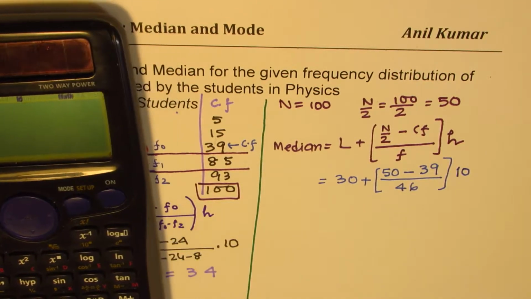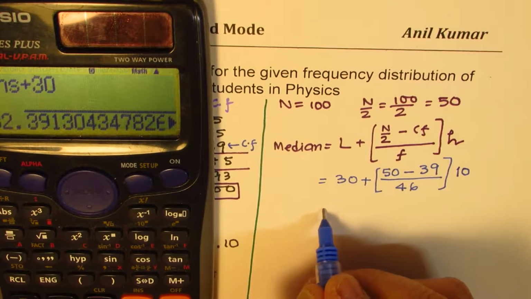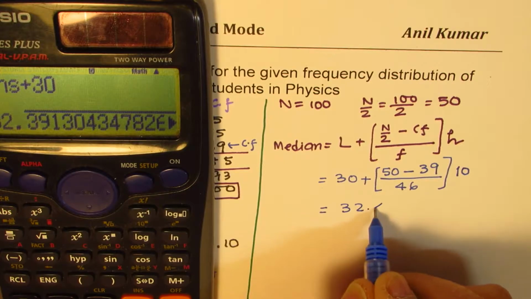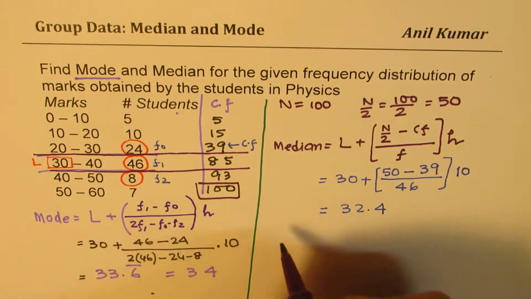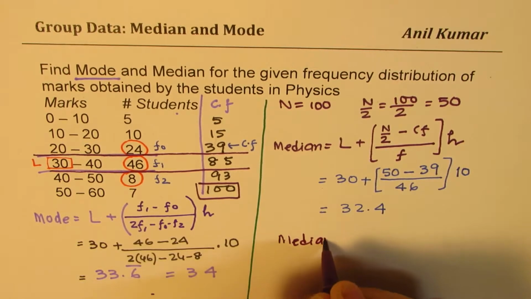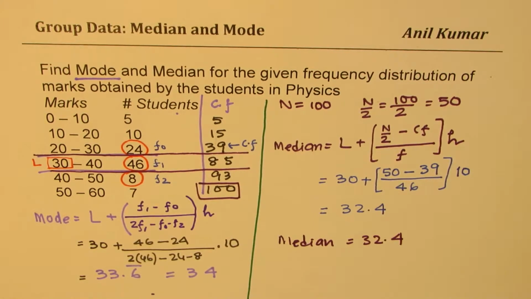So we have 50 minus 39, divided by 46, times 10, and then we'll add 30 to this. So we get a number which is approximately 32.4. So 32.4 is going to be the median for us. So the answer is, median is 32.4. Perfect. So that is how you would find the median and mode from the given group data.